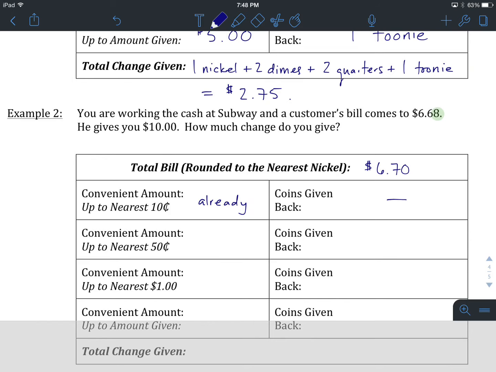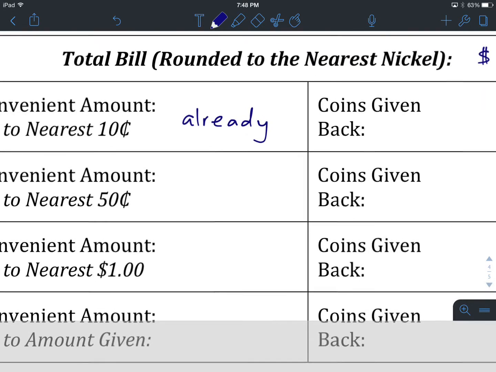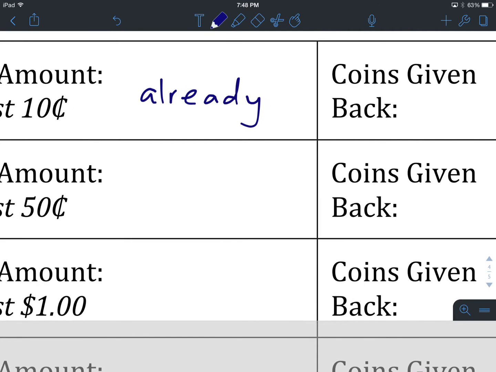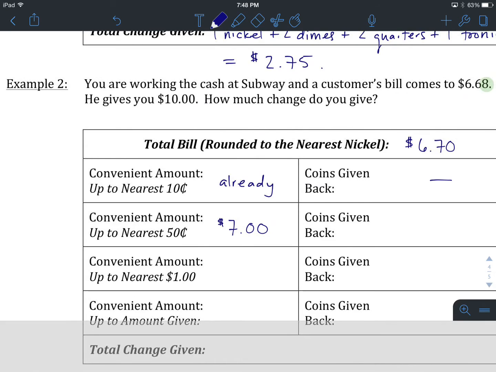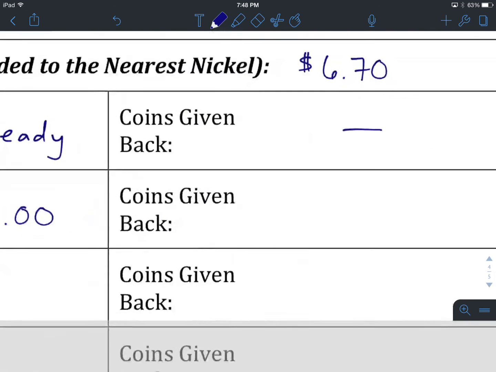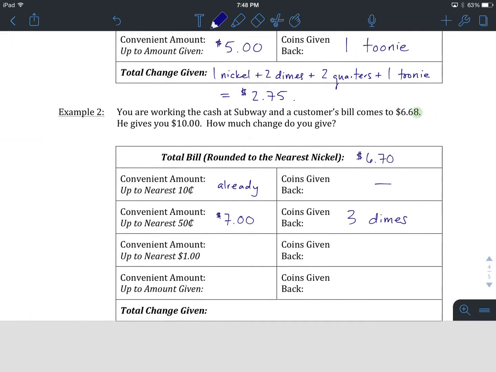So from $6.70, we're going to head up to $7. And how did we get from $6.70 to $7? 3 dimes, or 30 cents, which we'll write down. Those are the first 3 coins we'll give back our customer.